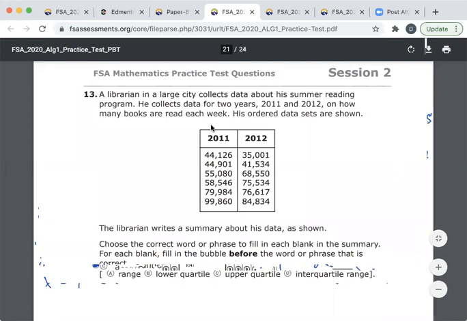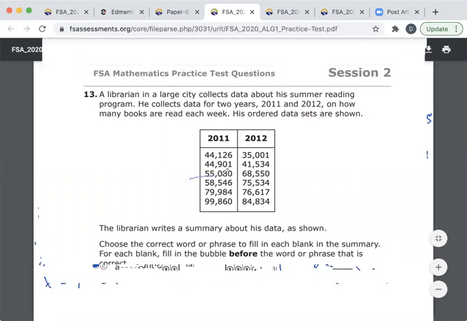Okay, so there are 6 numbers here. And the median is right here. So this is the median, okay?